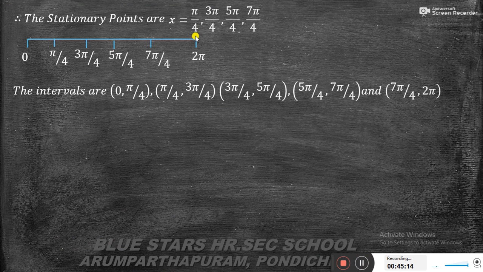Next are the stationary points. The stationary points are pi by 4, 3 pi by 4, 5 pi by 4, 7 pi by 4. Now I represent all the angles on the number line: 0, pi by 4, 3 pi by 4, 5 pi by 4, 7 pi by 4. Next, the intervals are: 0 to pi by 4 as the first interval, then pi by 4 to 3 pi by 4, 3 pi by 4 to 5 pi by 4, 5 pi by 4 to 7 pi by 4, and 7 pi by 4 to 2 pi. These are the intervals.